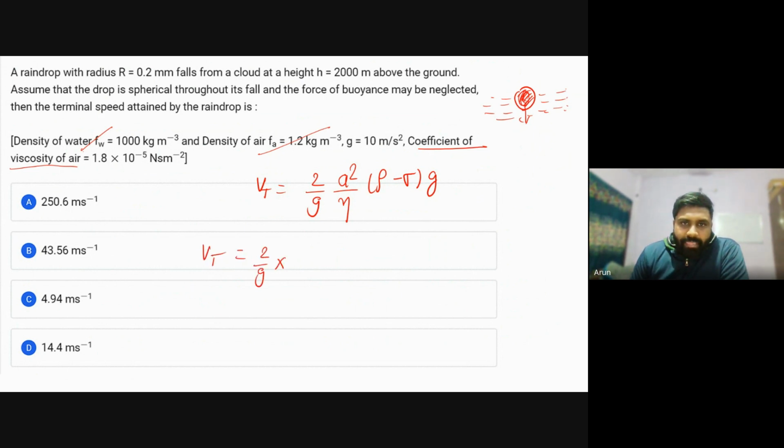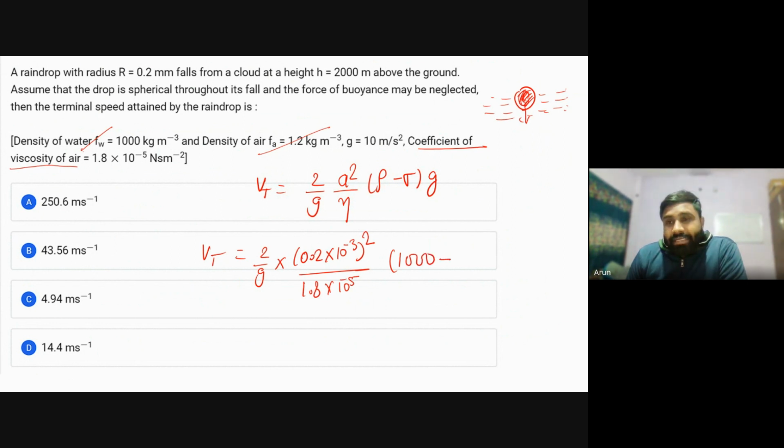2 by 9, r square, which is the radius square, 0.2 mm. So you have to convert it into meter square, divided by eta, which is 1.8 into 10 raised to the power minus 5. Rho minus sigma is 1000, because here the material which is going through the fluid is liquid. So rho minus sigma is 1.2 into 10. If you calculate this value, it comes to nearly 4.94 meter per second. Option C is the correct option.